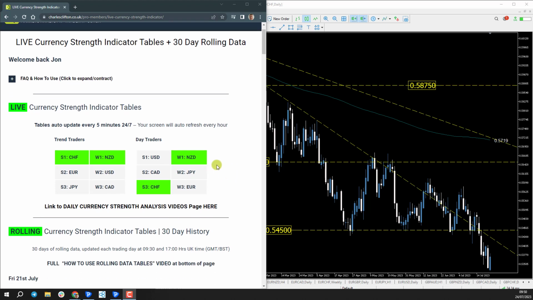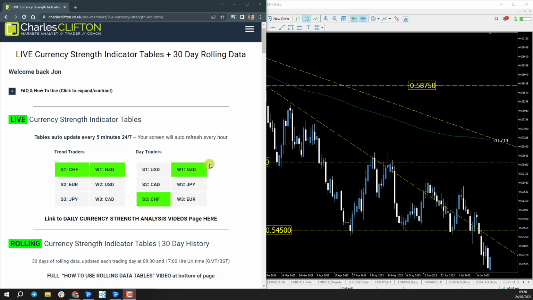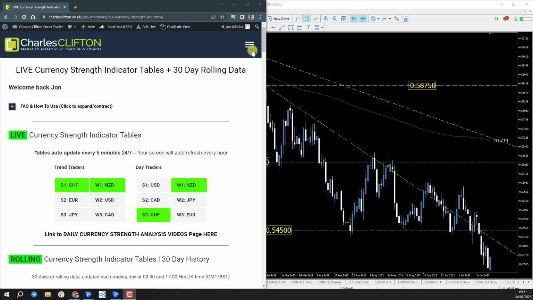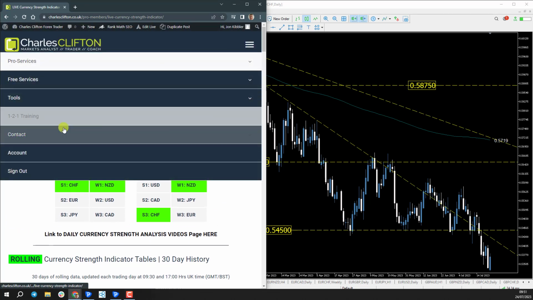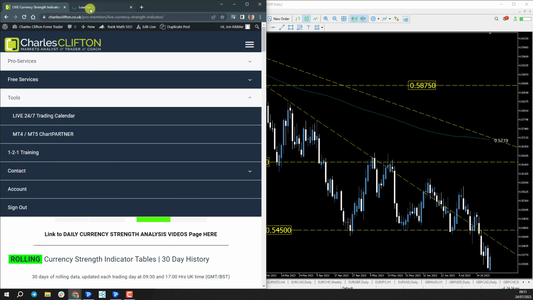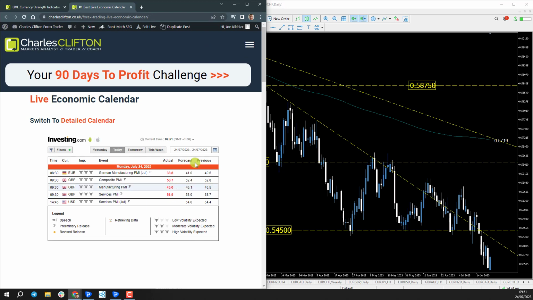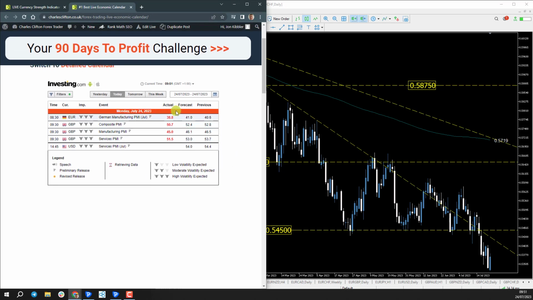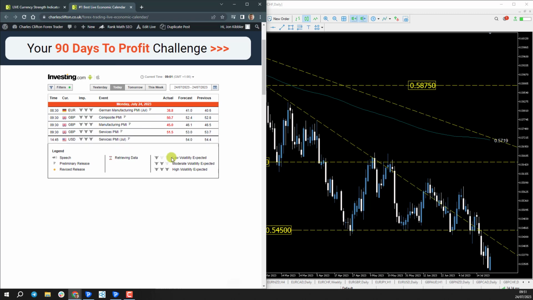Monday, start of the week, got a pretty big week in terms of data. If you head over to our tools page and go to our live trading calendar, although today we haven't really got much, we've had some already. We've had some Euro PMIs, Pound PMIs, and US.